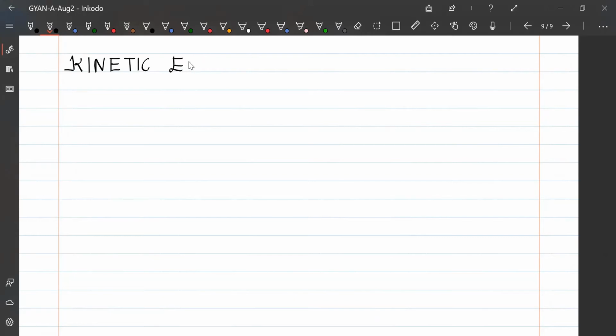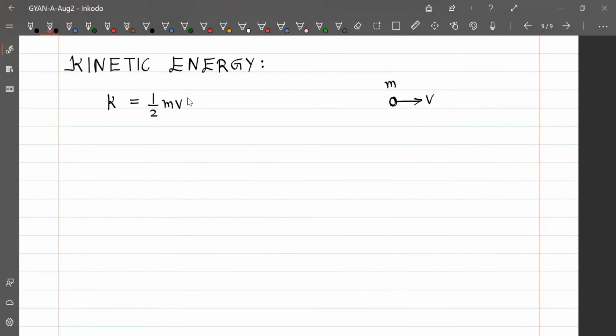Kinetic energy. So kinetic energy is an energy which is associated with a system due to its state of motion. And we simply define the kinetic energy of a simple particle of mass m and speed v as kinetic energy is equal to half m v square. So kinetic energy is simply just a function of speed, nothing else.